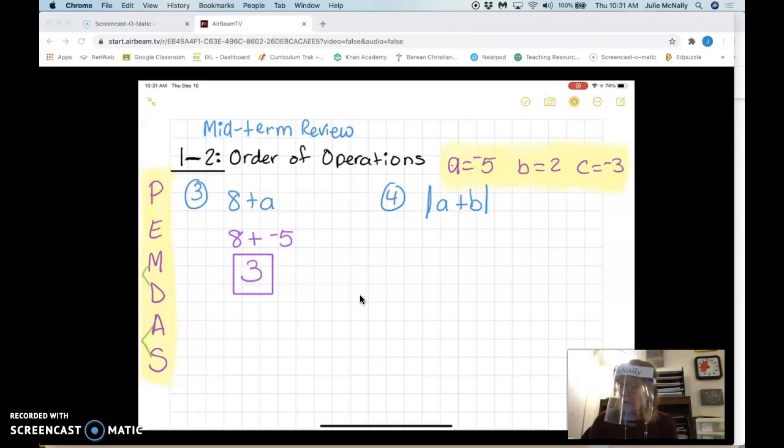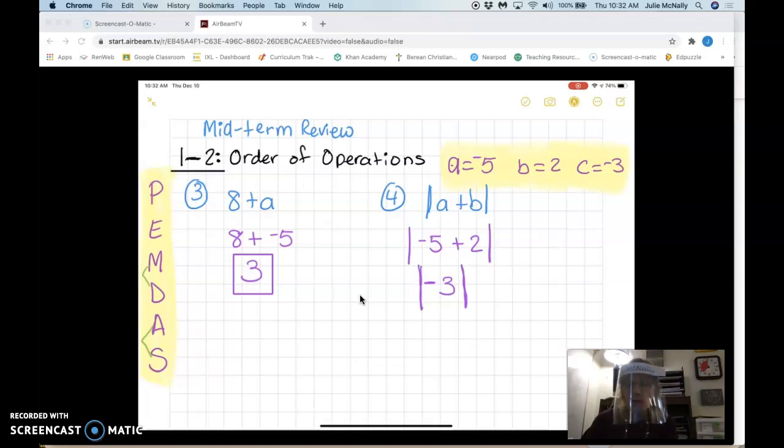Can I do the next one? Yes, go ahead. A plus B. So A is negative 5, and B is positive 2. So you do 5 minus 2, and 5 minus 2 equals 3. And it's negative because the 5 is bigger. The 5 is bigger and it's negative, so the answer is negative, but put the bars on because we haven't done anything with those absolute value bars yet.